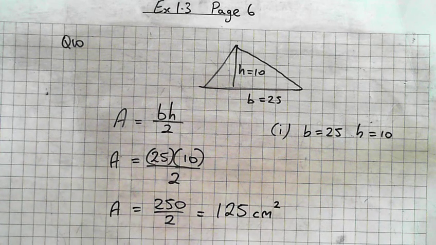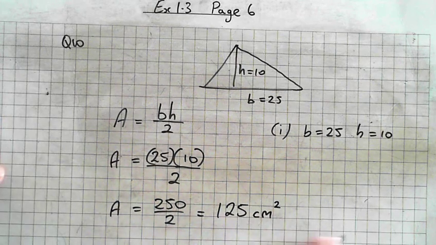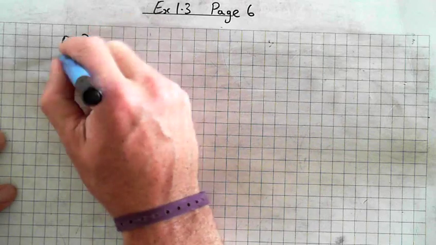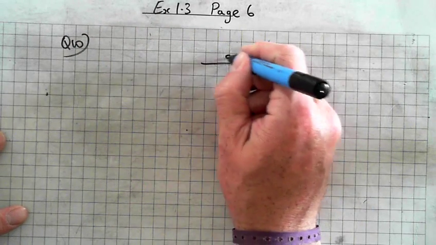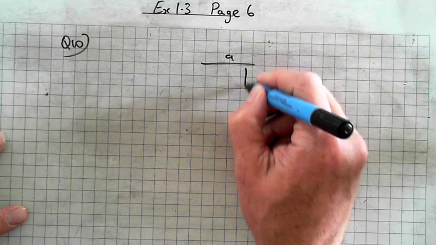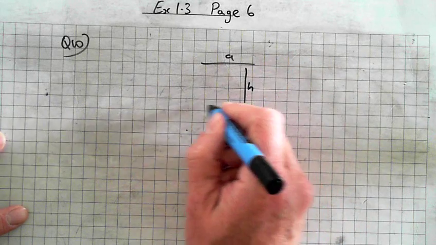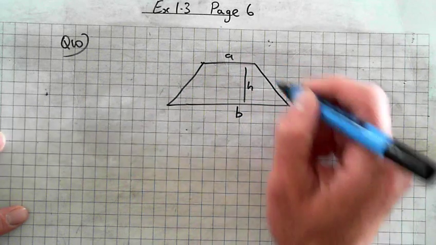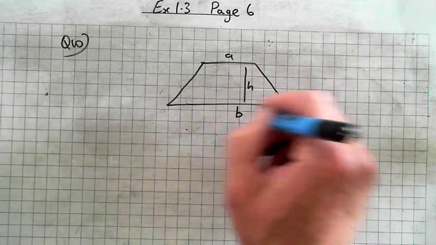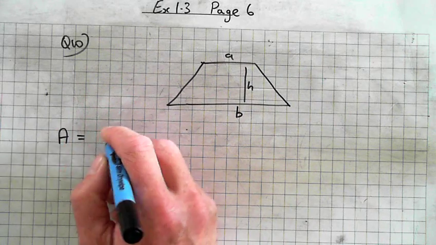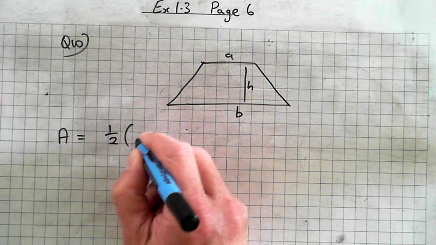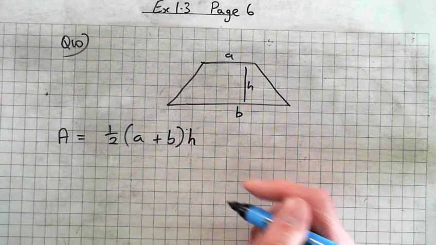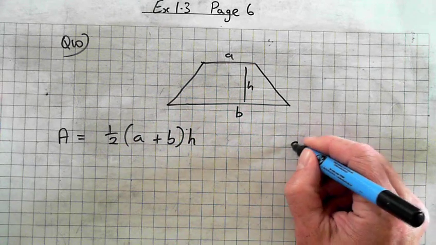Okay, do you understand that? Yes, sir. And then question 11, they give you another formula. It's a trapezium. That distance there is a. That distance there is h for height. This is the bottom or the base. And they actually give you the formula to get the area of that object. Area is equal to a half, a plus b, times the h, the height.